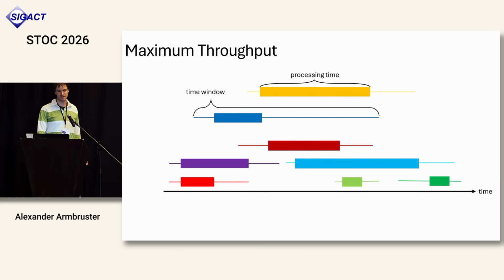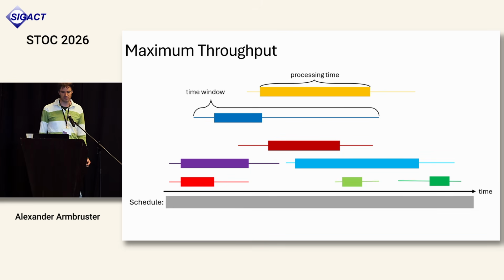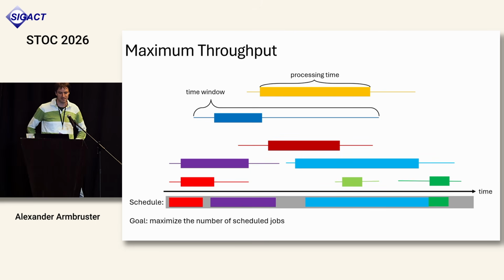And the goal is to schedule these jobs on one machine. And a schedule might start with the red job, then do the purple one, then do this light blue one, and finish with the green one. So as you can see, you are not allowed to preempt the job, which makes sense if you think about baking, because you can't preempt cake if it's already in the oven. And the objective is to maximize the number of scheduled jobs. You could also imagine a weighted version where jobs have weights, but we are only focused on the number of jobs.